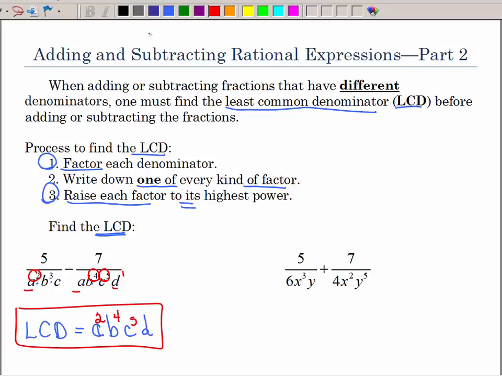Let's look at this next one. Well, 6 and 4. You should know the least common denominator, as in what's the smallest multiple they have in common. 12. So the least common denominator is 12. That takes care of the 6 and the 4. And since the other factors are an x and a y, we write that down. And then we want it to the highest power. So we have 3 and 2. Highest power would be 3 on the x, and then the y, the highest power, is 5. So this LCD, least common denominator, would be 12x cubed y to the 5th power.